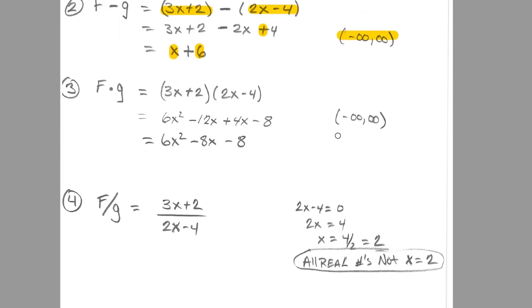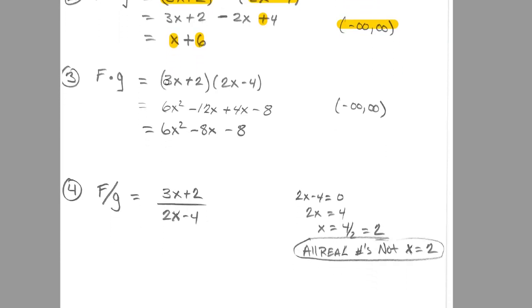Now f times g. This is f. This is g. I'm multiplying them. 3x times 2x is 6x squared. 3x times negative 4 is minus 12x. 2 times 2x is 4x. And 2 times negative 4 is negative 8.